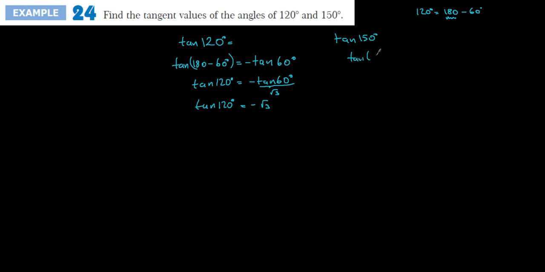Tangent 150 is equal to tangent 180 minus 30, which is equal to minus tangent 30. So tangent 150 is equal to minus tangent 30, and tangent 30 is 1 over root 3, or root 3 over 3. We have the minus sign here, so tangent 150 is equal to minus root 3 over 3. Okay, this is the end of our lesson.